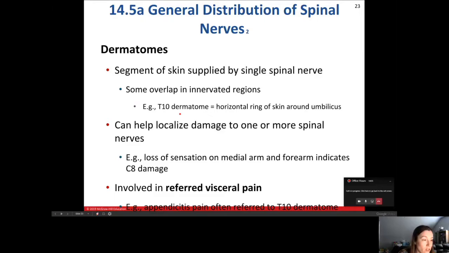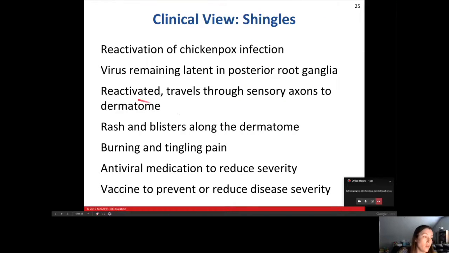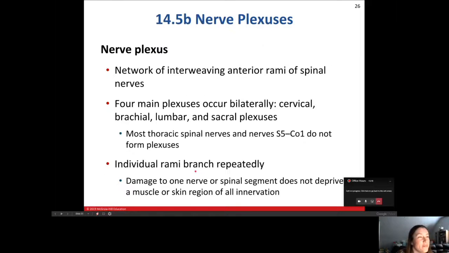sensory innervation to. And so the patient will often have rashes and blisters along the dermatome, and it's usually fairly well demarcated. So it's going to be just in one specific area, and they'll have burning and tingling pain coming from that nerve. Sometimes this can go away on its own, but sometimes you can use antiviral medication to reduce severity. I think there's also a vaccine for it. Yes, there is. It says there in the slide.